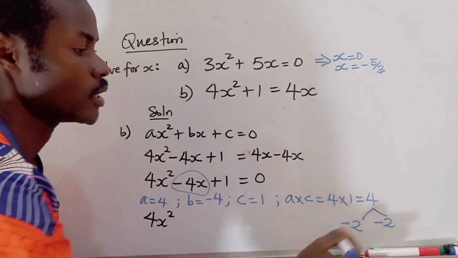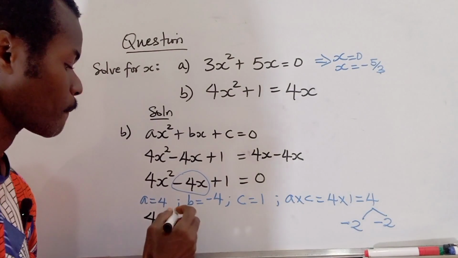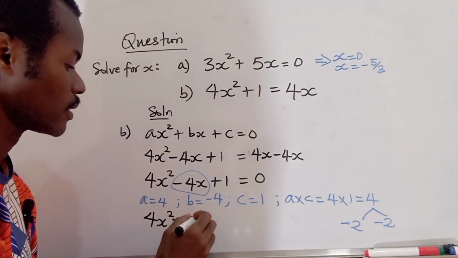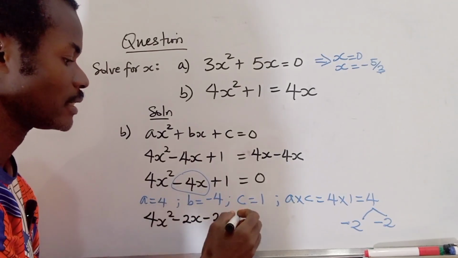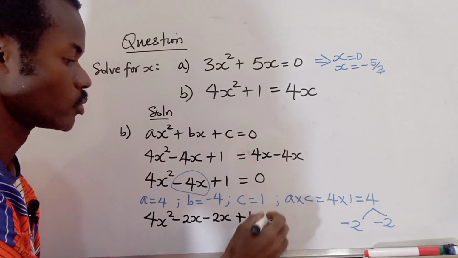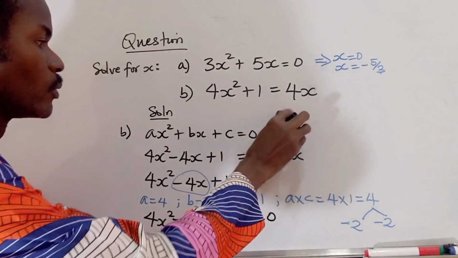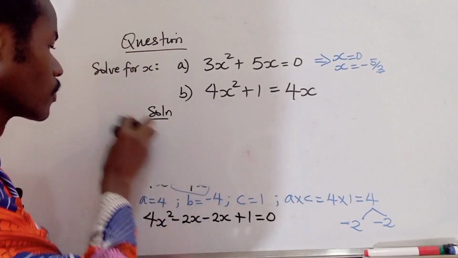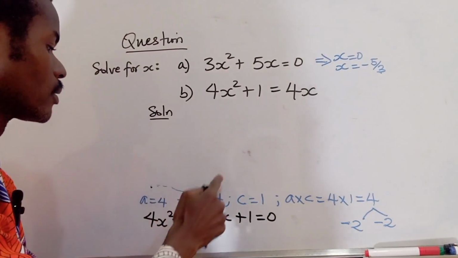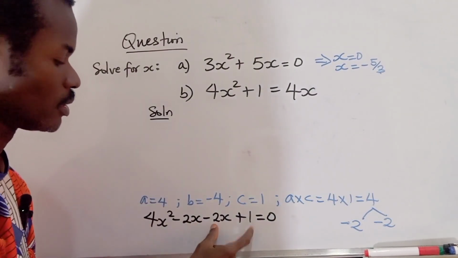Minus 2 gives us what? Minus 4. So I'm going to use minus 2x to replace this. Plus 1 is equal to what? 0. Now from that, we can now what? Factor out. So we want to factor out what is common here and what is common here.